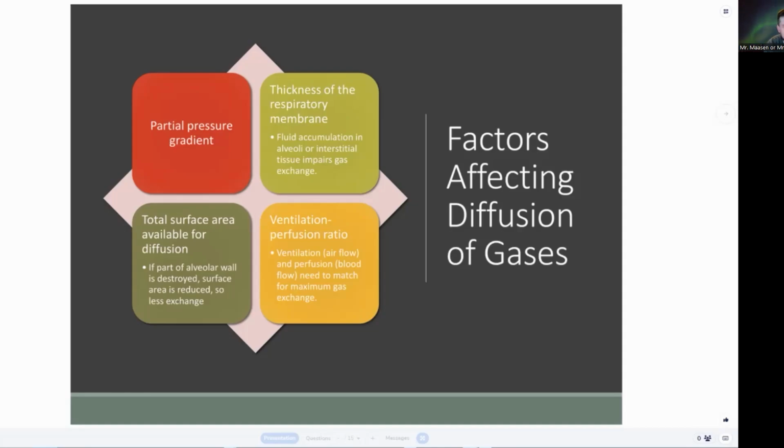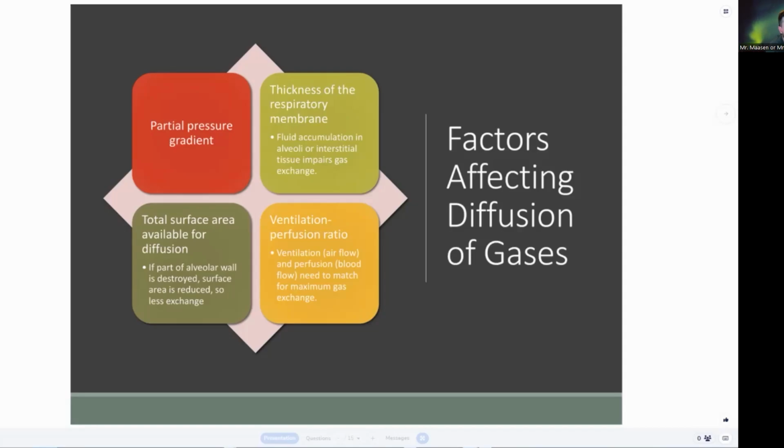Thickness of the respiratory membrane. If fluid or mucus production is excessive, as in the case of infection like pneumonia or other diseases, the fluid and other stuff is going to build up in the alveoli, and they're like little balloon sacs. If I fill a balloon up with water, it kind of deforms it. So their ability to expand and contract like a balloon or a pocket is going to be diminished, and therefore gas exchange will be diminished.